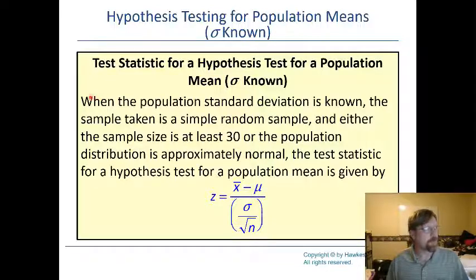The central limit theorem does have to apply here. So the sample size has to be at least 30, or the population distribution is approximately normal. We need a simple random sample.